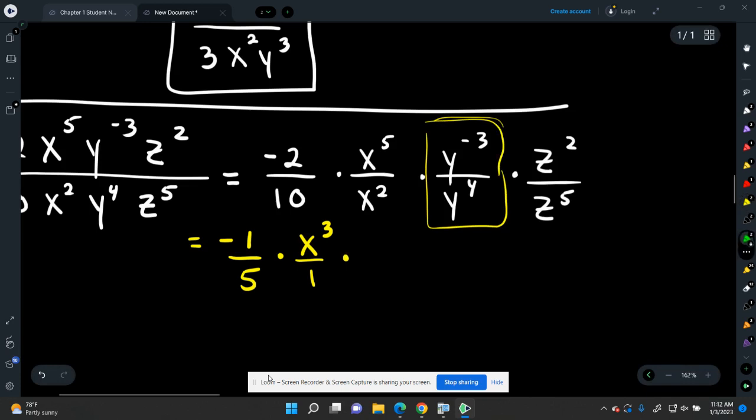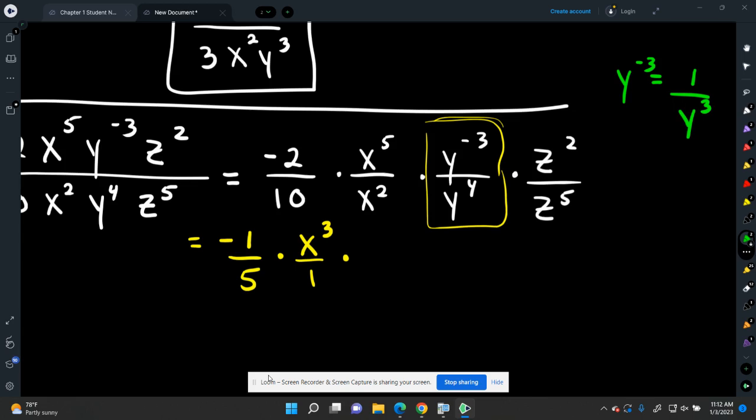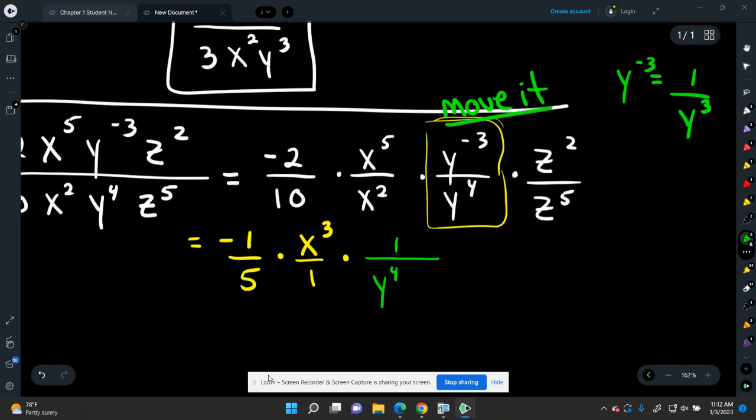What did I say we do when we have a negative exponent? Move it, right? So y to the negative 3 is actually equal to 1 over y to the positive 3rd. When it's a negative exponent, we're going to move it. Write that in your notes. So I'm going to move it off the top. Down the bottom, I have y to the 4th, but now I'm moving the y to the 3rd down there. Okay, so we move it because it's a negative exponent.